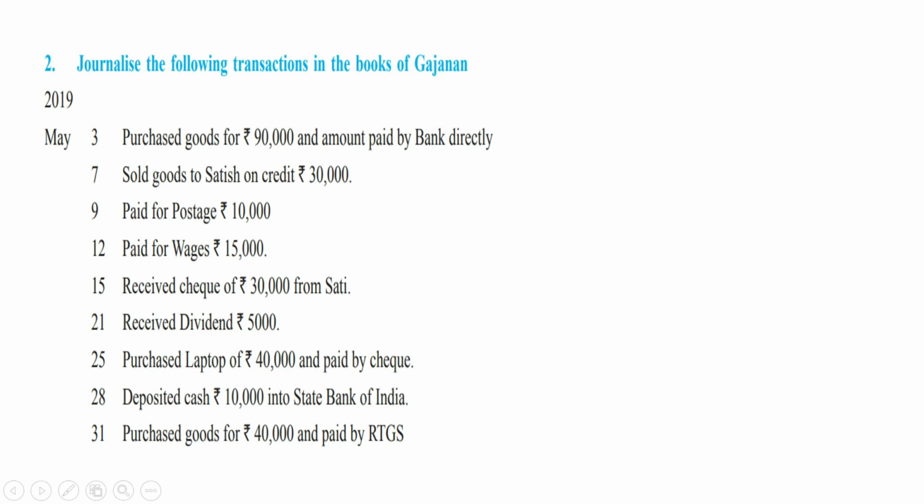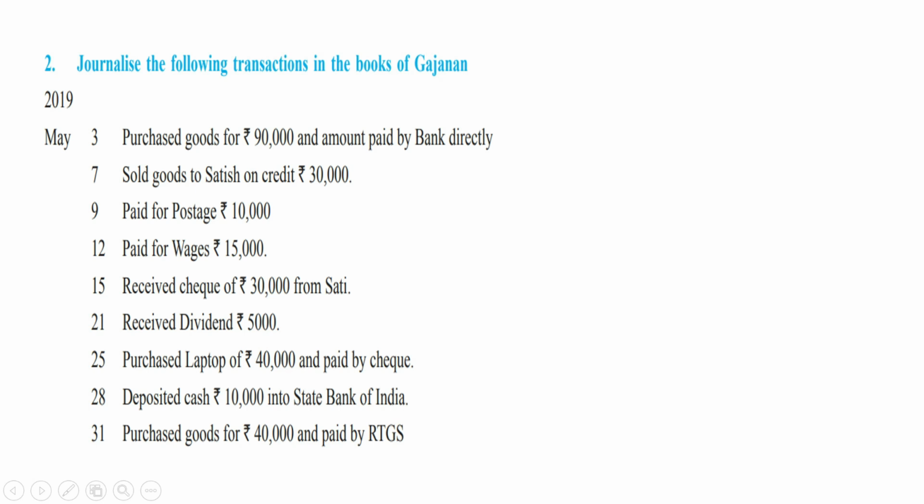The name of the goods is not given, so we have to consider purchase as a nominal account. Purchase is an expenditure, and what is the rule for a nominal account? Debit all expenses and losses, credit all incomes and gains. Since purchase is an expenditure, you will write purchase on the debit side.